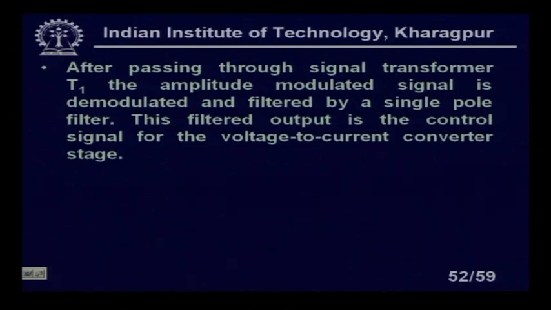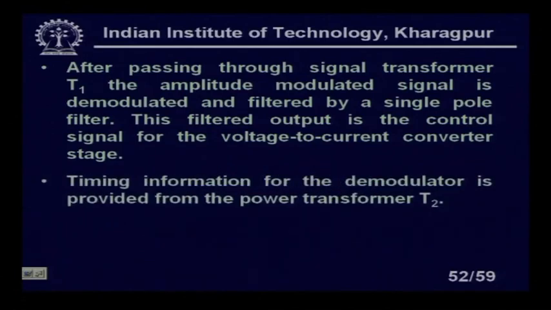After passing through the signal transformer T1, the amplitude modulated signal is demodulated and filtered by a single pole filter, that means first order filter. This filtered output is the control signal for the voltage to current converter stage. The timing information for the demodulator is provided from the power transformer T2.